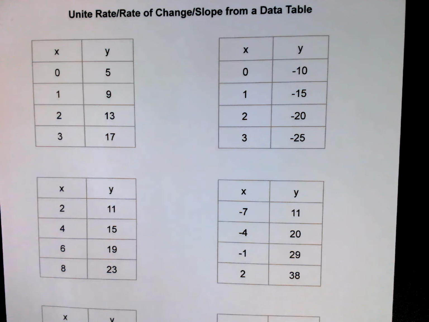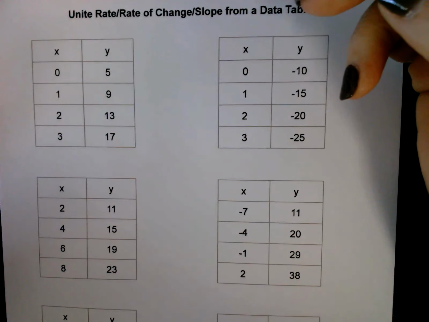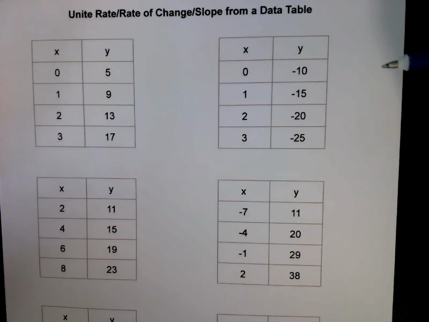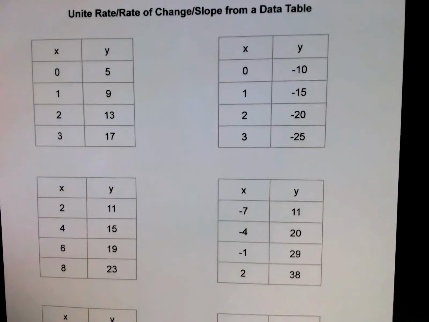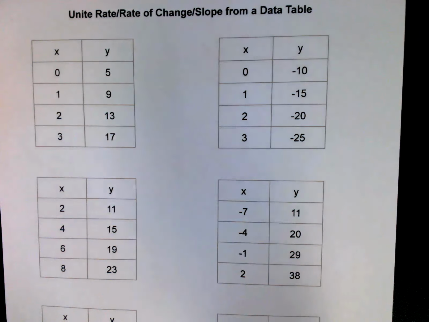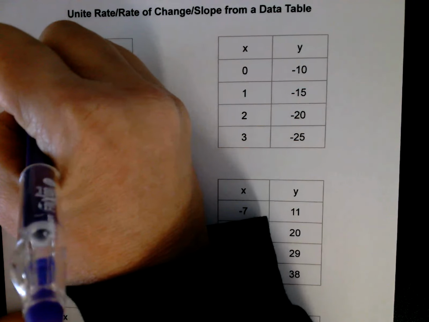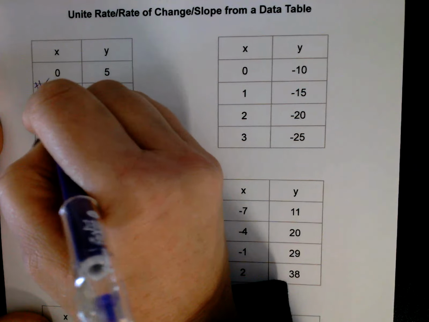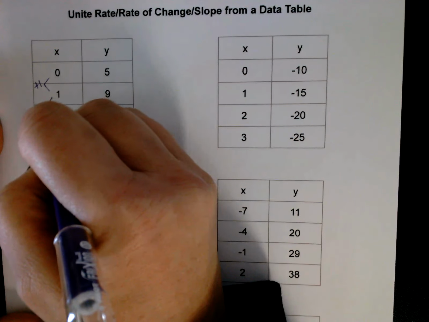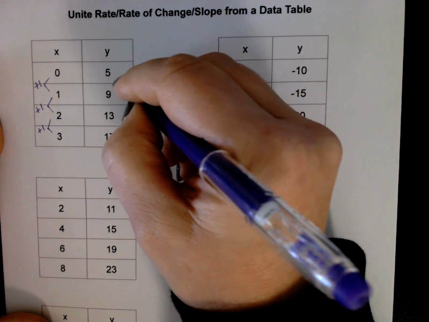This is going to be an introduction again, or a review of unit rate of change, slope from a data table. I spelled that wrong, but your paper will be correct. As we've talked about, we are going to figure out how all the x's change and how all the y's change.